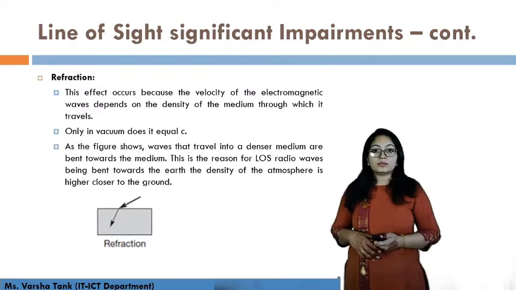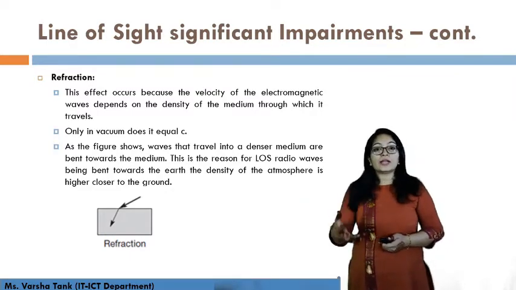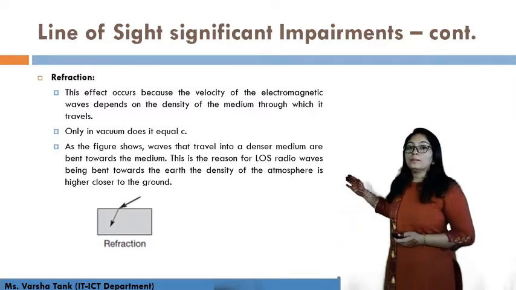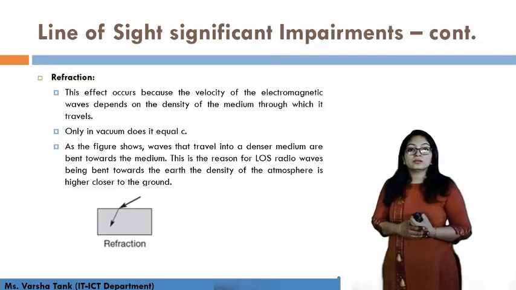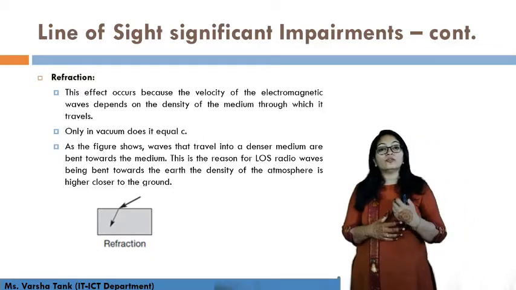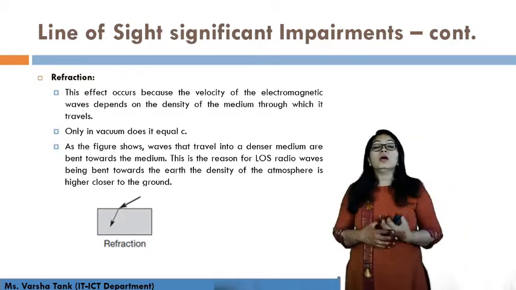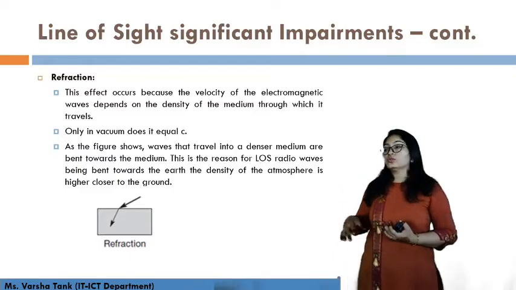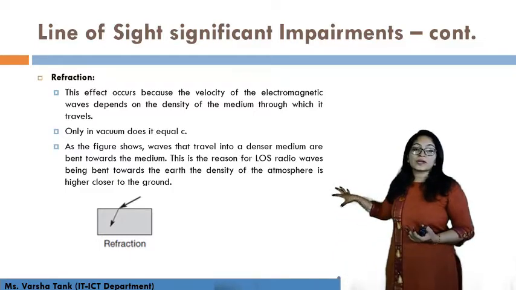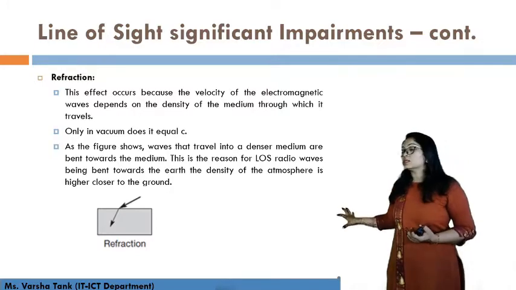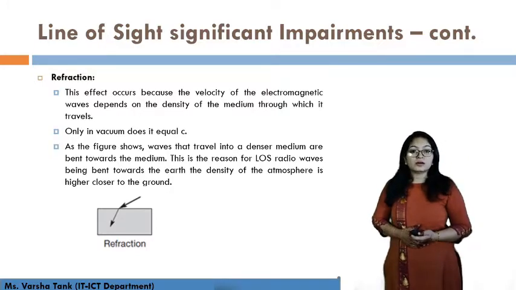This is the reason for line of sight radio waves being bent towards the earth. The density of the atmosphere is higher closer to the ground. So that's why in line of sight communications, your signals will be bent towards the earth's surface.